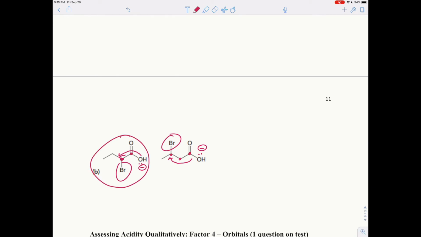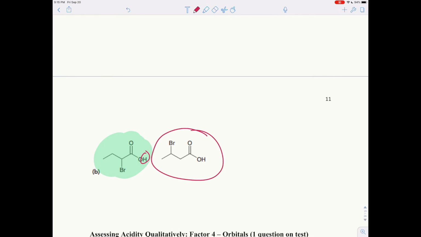Because the pull would be stronger in this molecule on the left, the negative charge would end up getting spread out more, getting spread out more effectively. And so the molecule on the left would be more stable. So that's the explanation that you'd want to include. And that would make this molecule on the left more acidic than the molecule on the right, because it has a hydrogen that can leave behind a negative charge that's more stabilized than any negative charge that would be left behind by the molecule on the right.